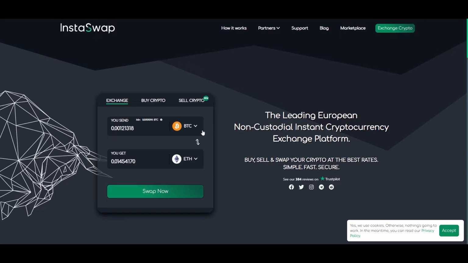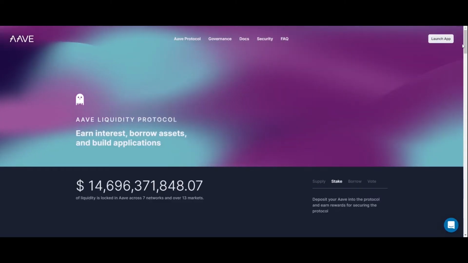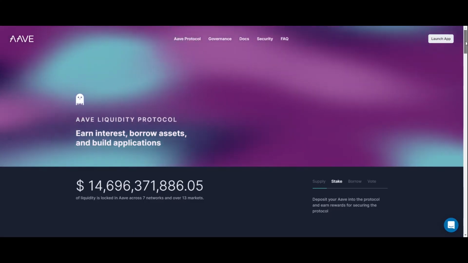This is a tutorial on how to buy Aave in some simple steps. Exchanging your crypto has never been easier. Beforehand, let's take a closer look at the Aave website.